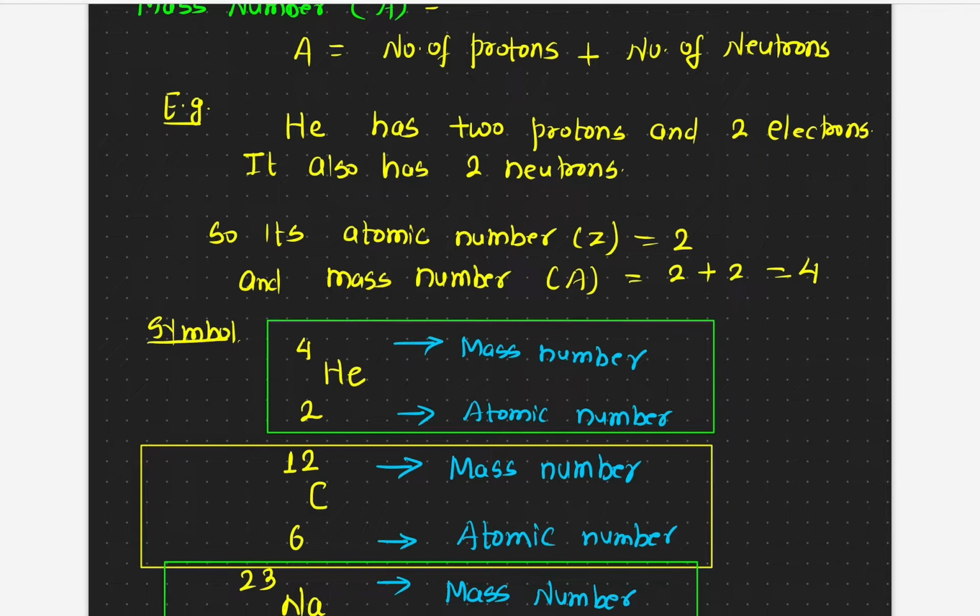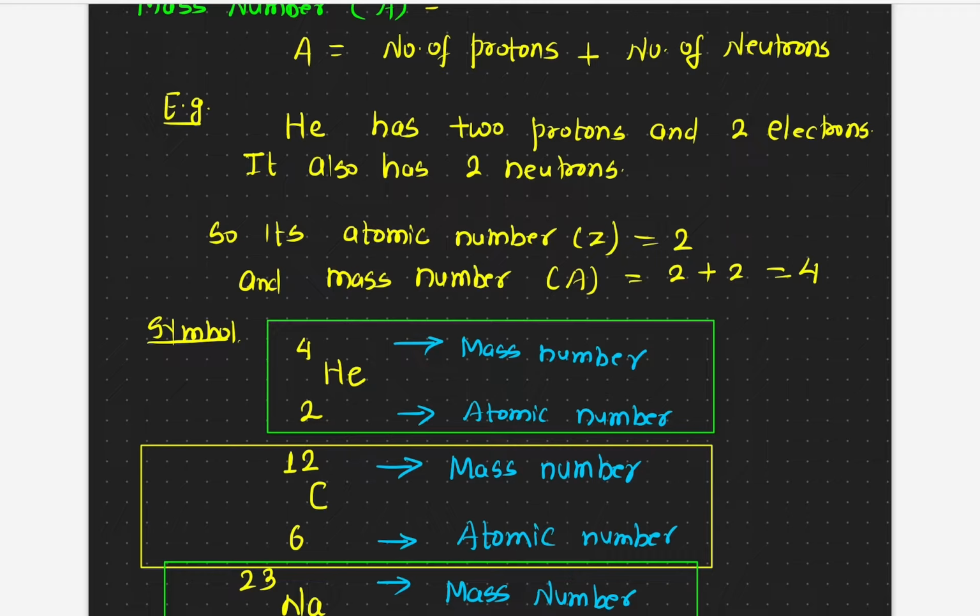So let's find out the atomic number. Clearly the atomic number is equal to the number of protons, so its number of protons is 2 and the atomic number will be 2. Atomic number means the number of protons, which is 2. And the mass number is the number of protons and number of neutrons together. The number of protons is 2, the number of neutrons is 2, so together it will be 4.